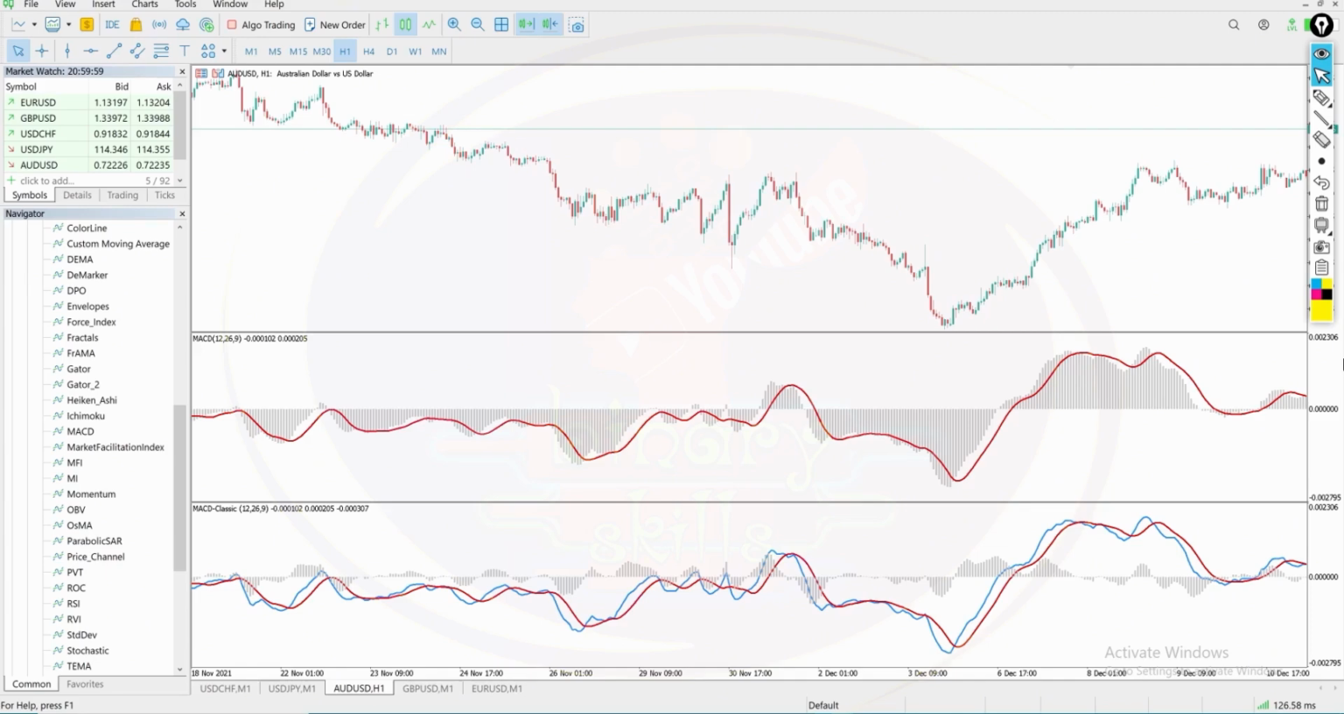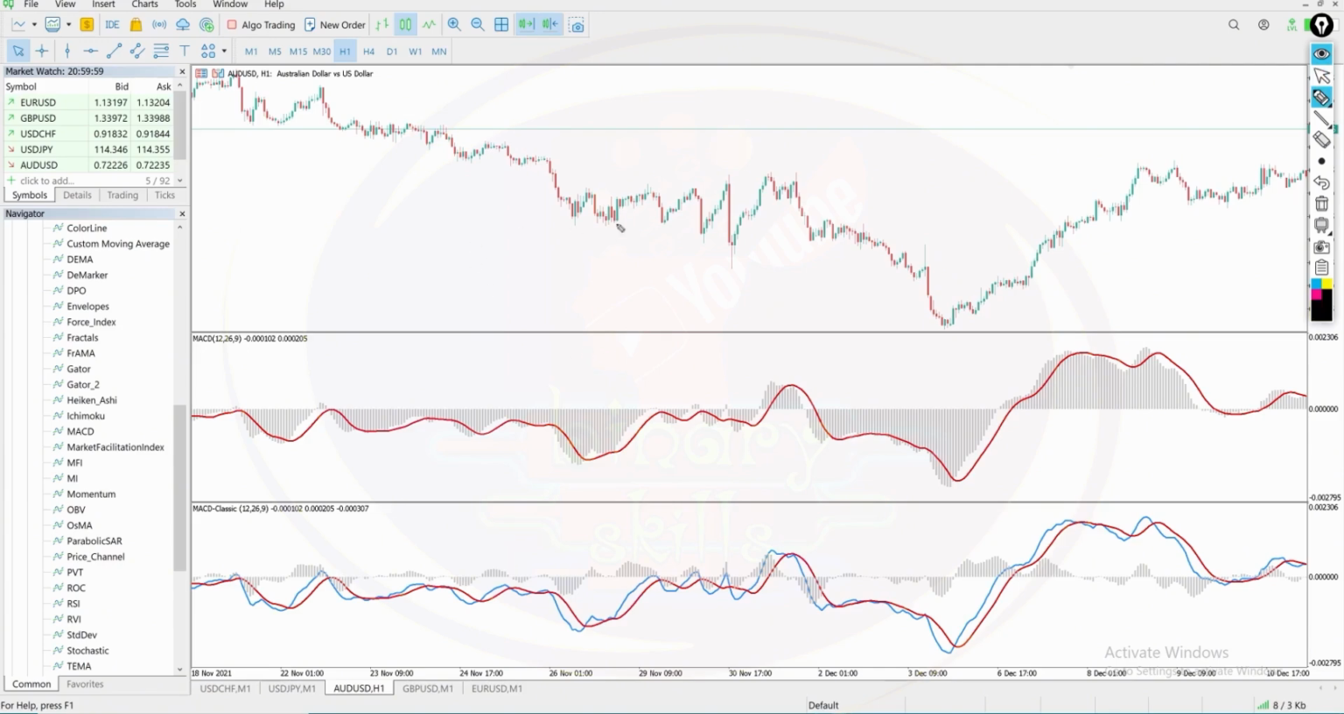This MACD indicator comes in two versions, old and new, or classic and standard advanced. I will show you both types and explain the differences, even though their functionality is quite similar. They only differ in appearance, and I will explain them one by one so you become familiar with both types.